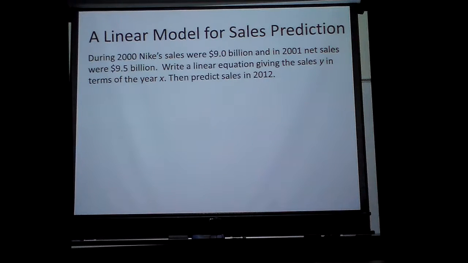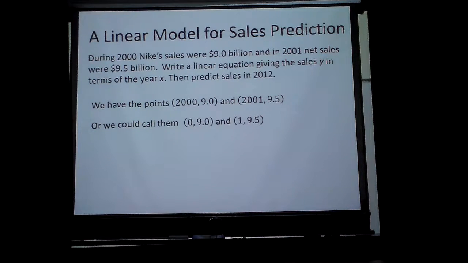Obviously, this is an old problem because we're past the year 2012 right now. But let's look at it. So first off, you could probably do this almost in your head. You're thinking, well, really I have the points 2000, 9 and 2001, 9.5. But think about it. What we're going to do is find the difference. We could get rid of all the 2000s and just make it a 0, and that might make the math a little easier for us.